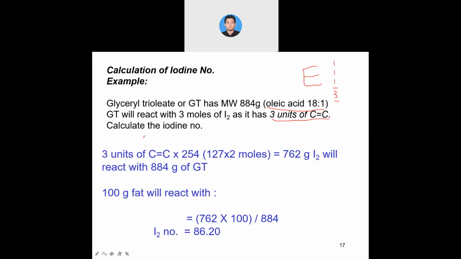Then we calculate the iodine number. 3 units of C double bond C, we times with 254, the atomic mass for iodine times 2 because iodine is I2. So we get 762 grams of iodine reacting with 884 grams of GT. Now we look at the definition: the definition is about 100 grams of fat. So for 100 grams of fat, we use simple mathematics and we get this answer.